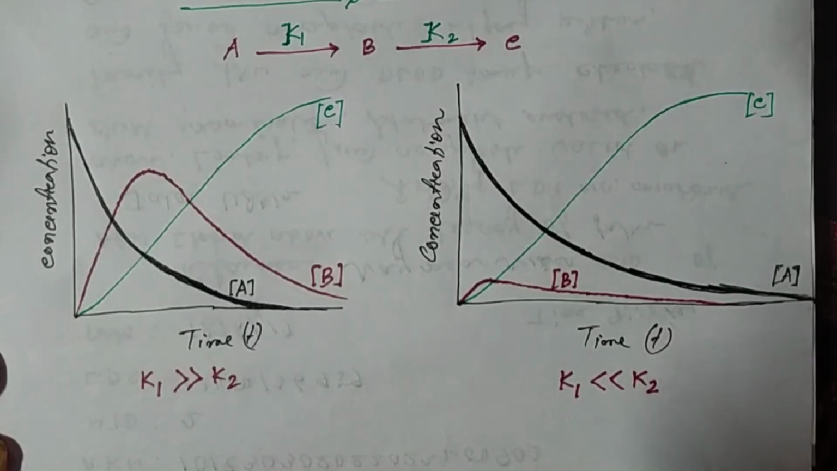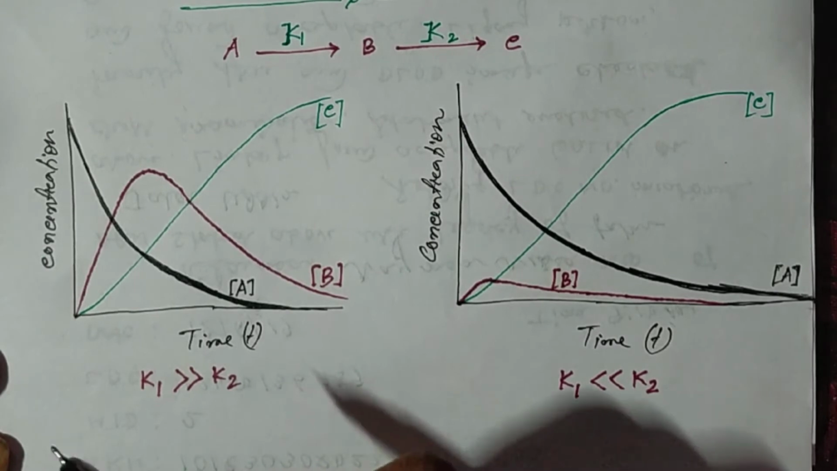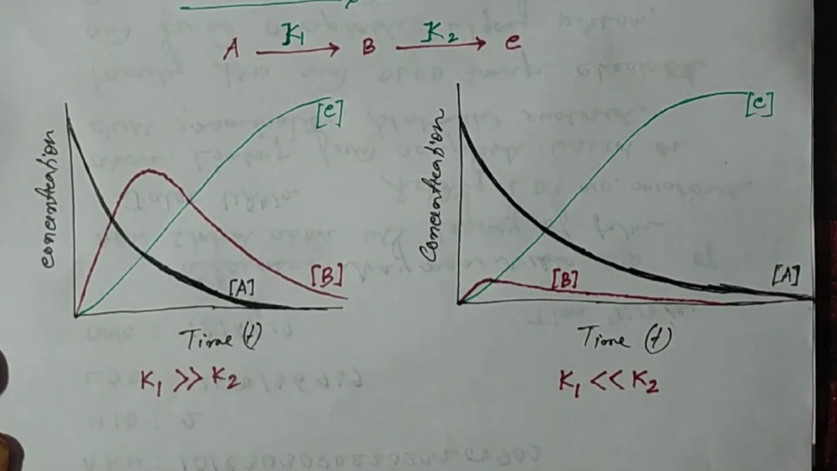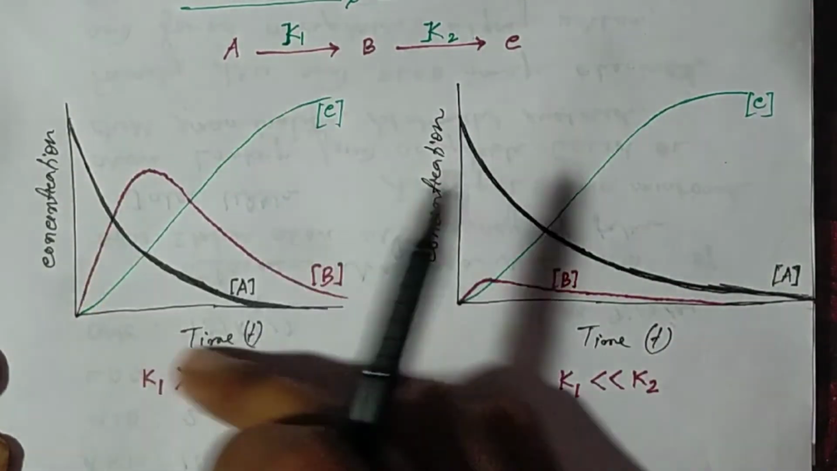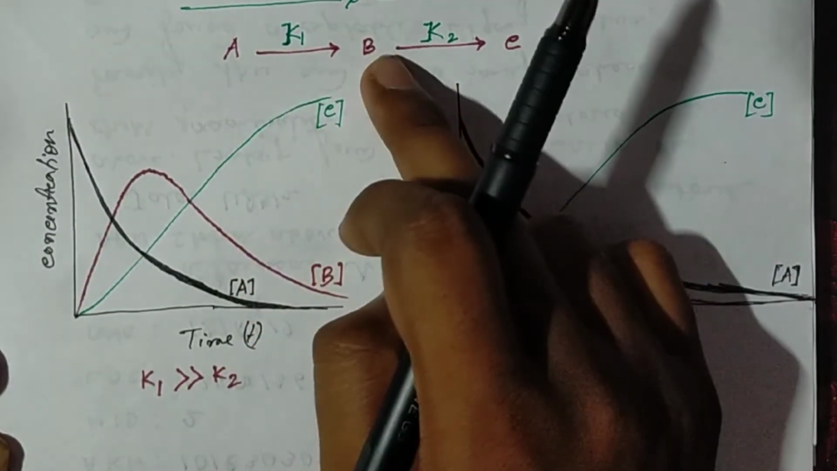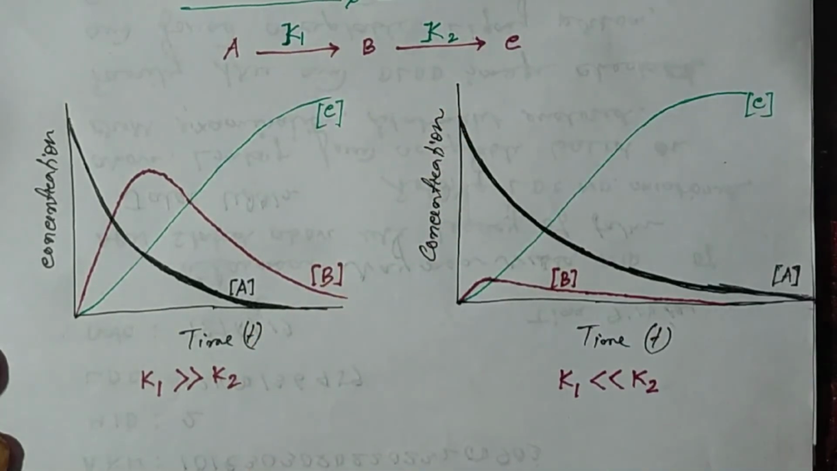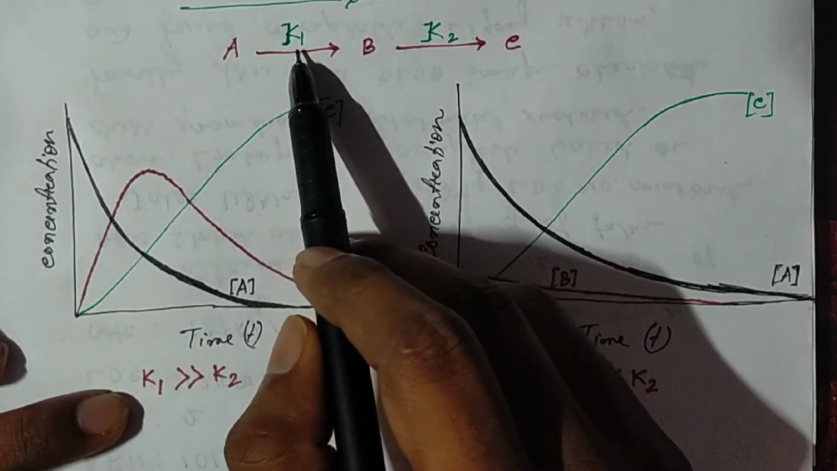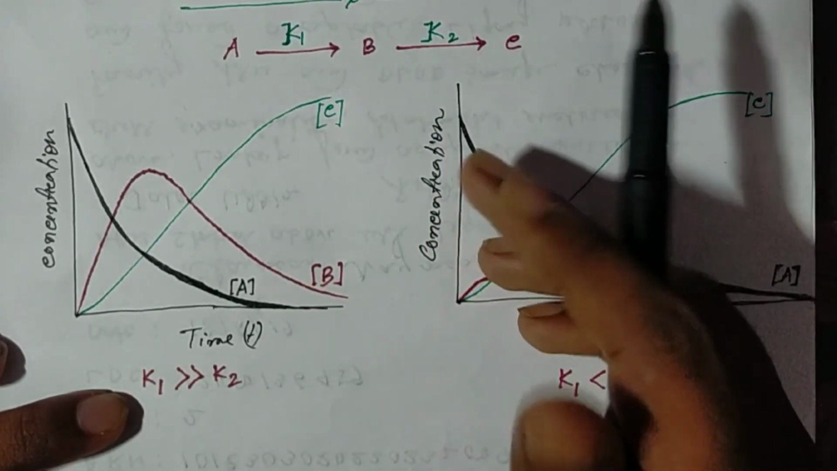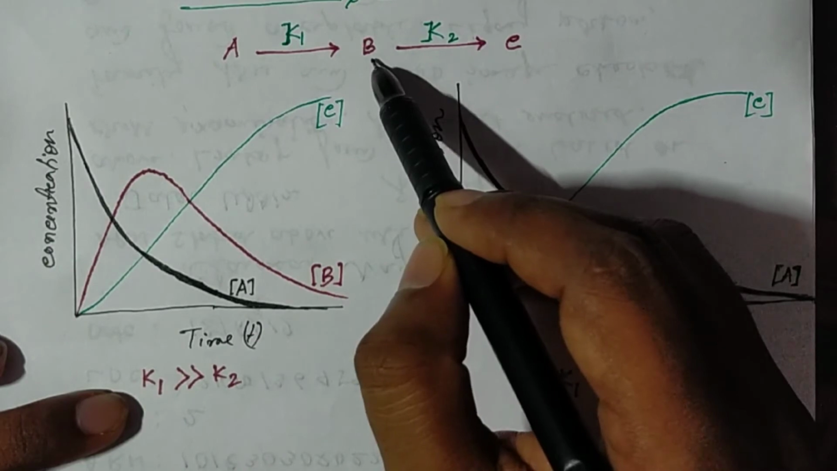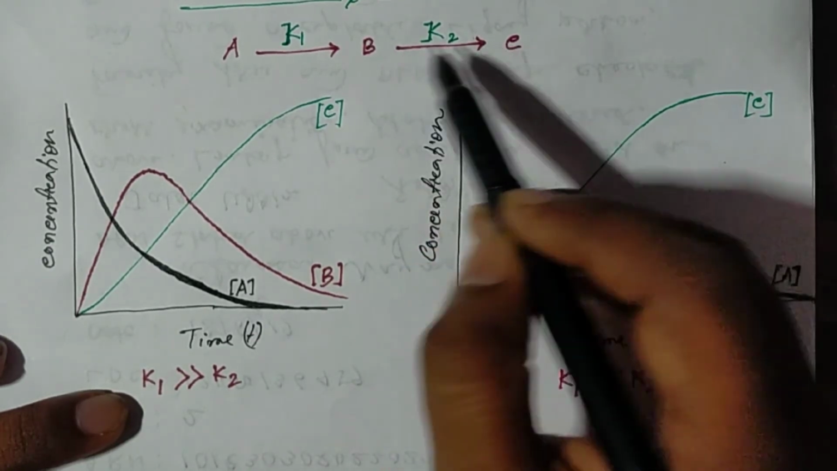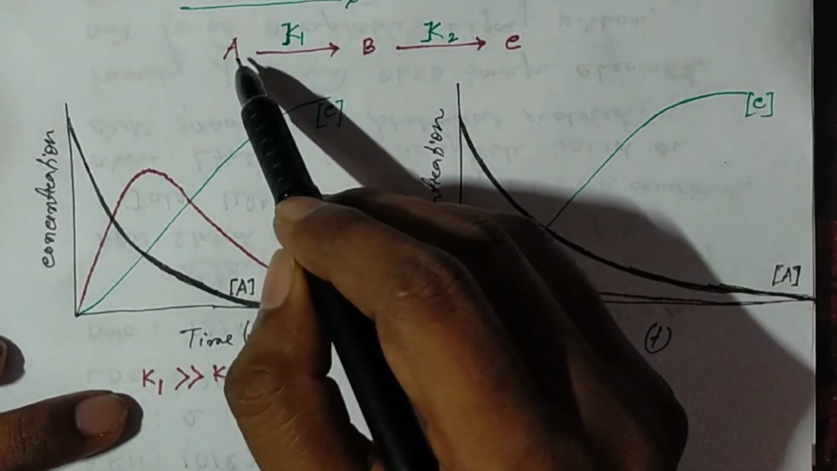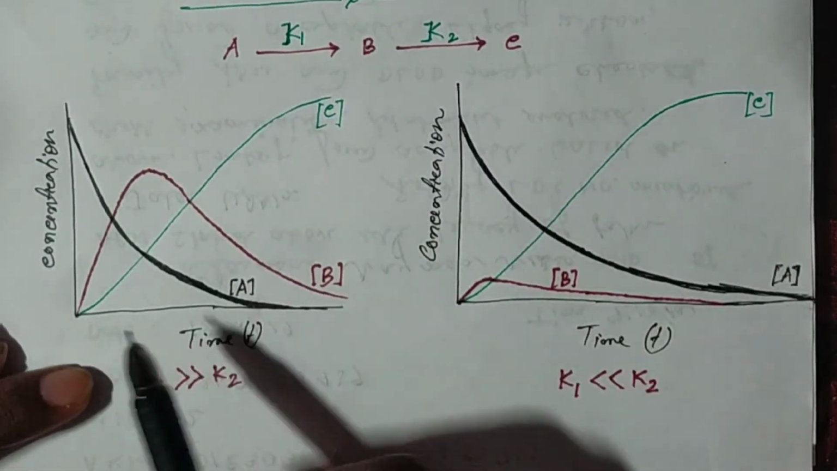Okay, now let's discuss the rate determining step of a consecutive reaction in terms of a graph. So this is the reaction A to B, B to C, with K1 and K2. This is the first condition, where K1 is much higher than K2. That means this part, B to C, is the slow step and this is the fast step.